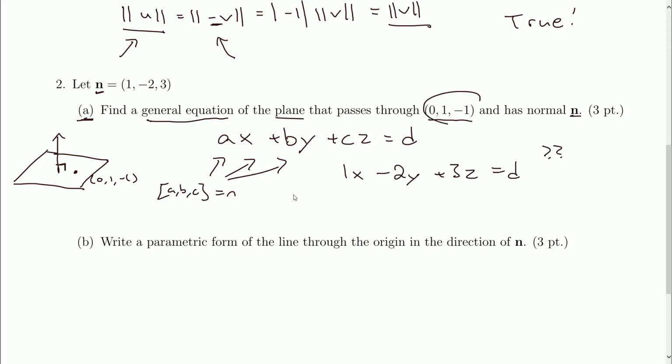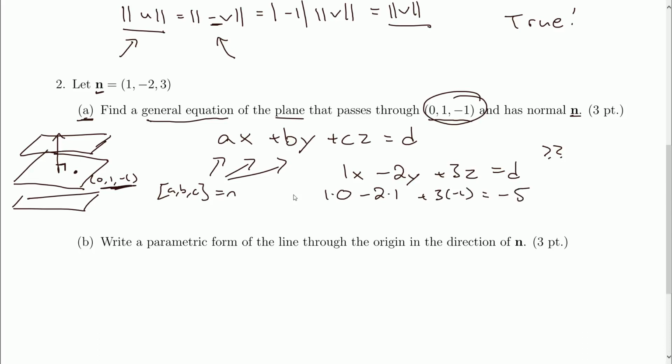And that's where knowing the point on the plane comes in. Because if I just give you a normal, well, you can get me a whole bunch of planes. They're all going to be parallel to one another. But only one of them will happen to pass through the given point. So it's going to have to satisfy this equation. So 1 times 0 minus 2 times 1 plus 3 times negative 1 is going to be 0 minus 2 minus 3, negative 5.